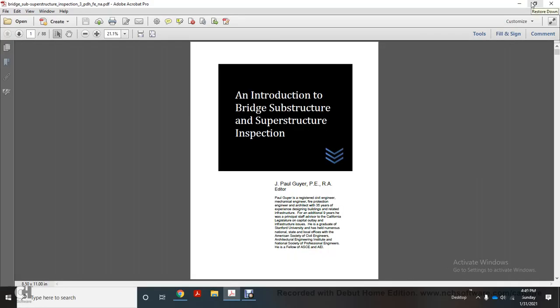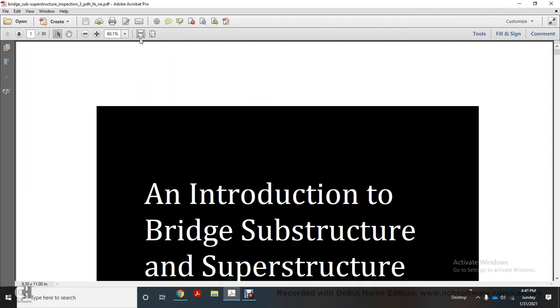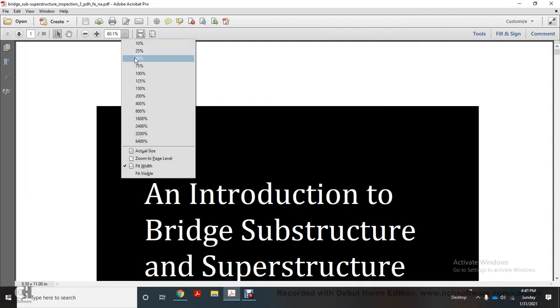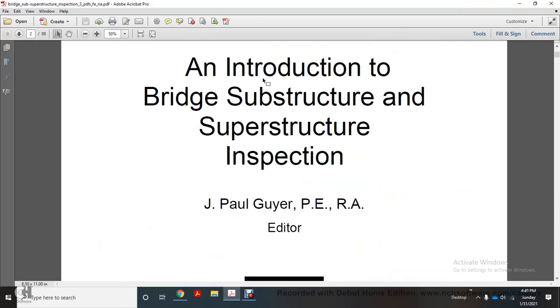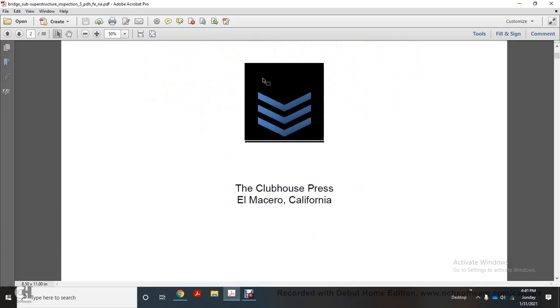Alright, introduction: bridge superstructures and inspection. Introduction to bridge superstructure, substructure, and superstructure inspection.